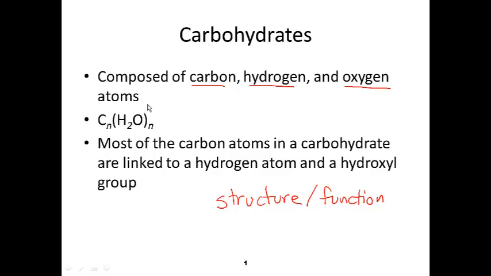Now the ratios of these things are consistent. For a carbohydrate, specifically a monosaccharide, mono meaning a single sugar, you're going to see for every one carbon, there's going to be two hydrogens. And for every two hydrogens, there's going to be one oxygen. So you have this 1:2:1 ratio.